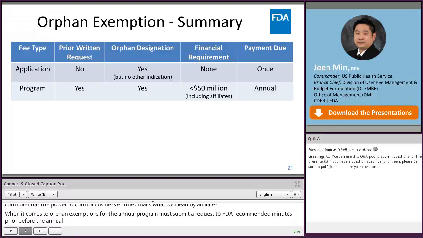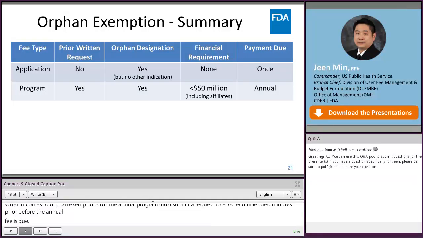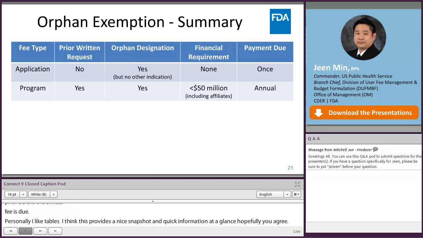Personally, I like tables. I think this provides a nice snapshot and quick information at a glance. Hopefully you agree. This table provides a summary of the orphan exemptions. For example, when it comes to application fees, you do not have to submit a written request prior, unless, of course, you already paid the fee and you need a refund. And then for orphan exemption, when it comes to application fees, you need an orphan designation, and there cannot be any other indications besides orphan designation. There are no financial requirements, and the payment is usually due once.